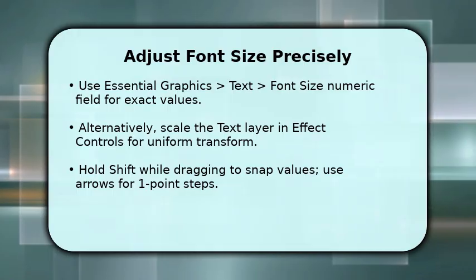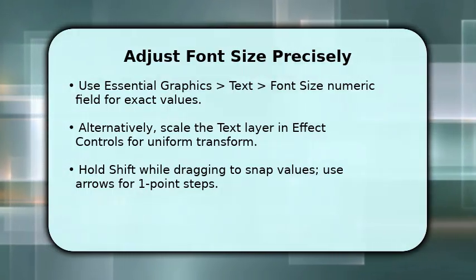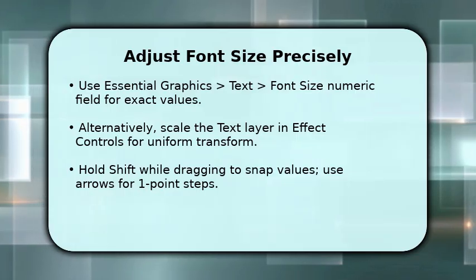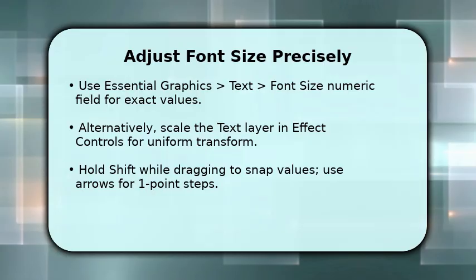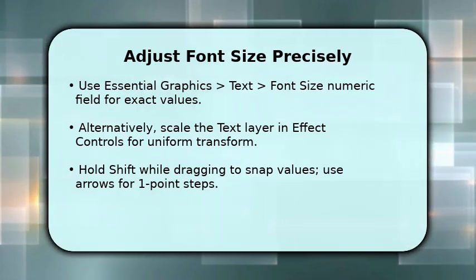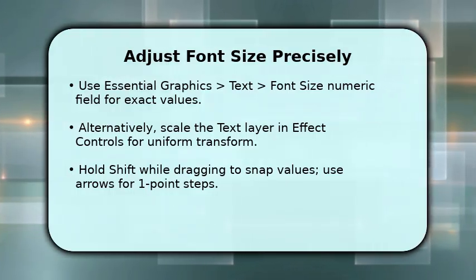If you need the whole text scaled, go to Effect Controls and change Scale. This keeps strokes and shadows proportional. Make sure to hold Shift when dragging sliders to snap to common increments, and use arrow keys to nudge 1 point at a time. This dual approach explains why numeric entry is precise, while scaling.